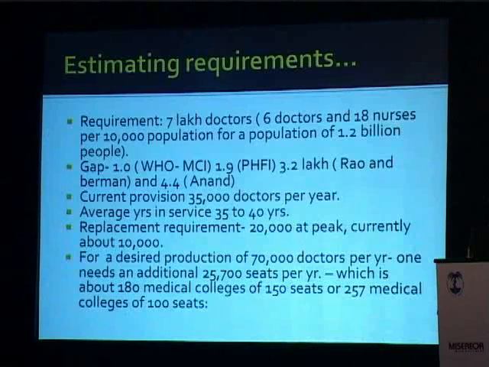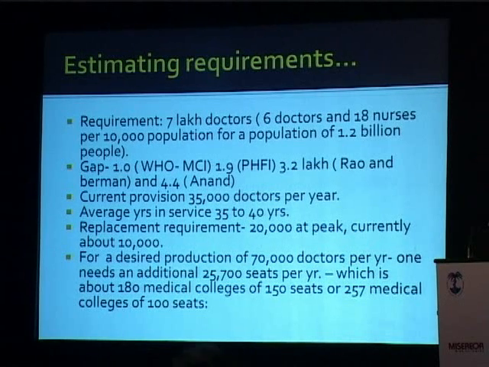So if we look at one way of estimating it and say, okay, 7 lakh doctors at 6 doctors and 18 nurses per 10,000 population, this is the sort of numbers of doctors you need floating around.